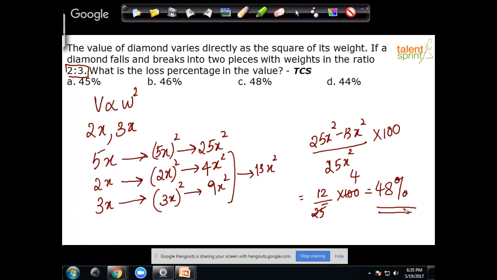Very interesting question. Teja got 48, correct. So is it clear how we did it? Hemakumar, it's not 44, it's 48. I hope it is clear, the concept that I explained.